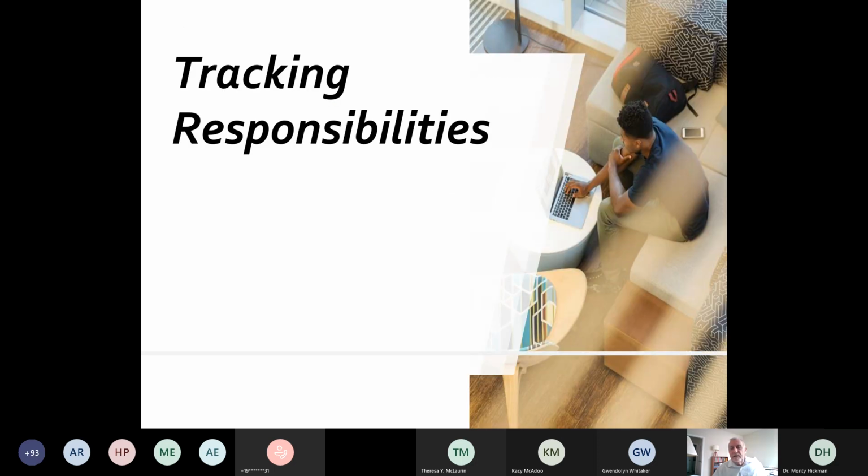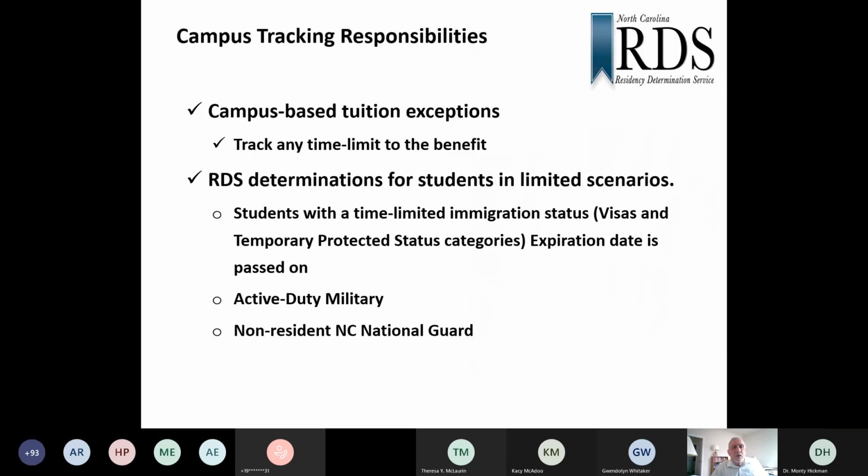Let me pause for a second before we go on. We've been talking about campus-based exceptions. There are some things campuses have to track, and I'm going to talk about that, and then push through and give time for questions. Anytime you have a campus-based tuition exception, you need to track any time limit. For example, that high school exception we mentioned is only good for 1 year after high school graduation. So you need to track those students and code them so that at the end of that year, they need to come back to RDS or they'll revert to an out-of-state determination.